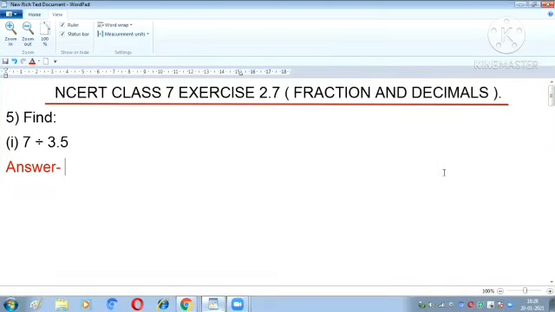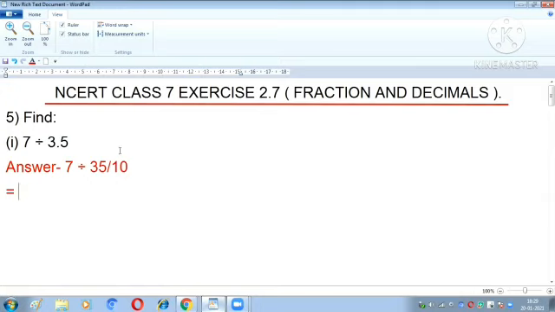Today I will explain you exercise 2.7 of chapter 2, that is fraction and decimals. So now I'll solve question number 5, and question number 5 is 7 divided by 3.5. So first we'll write 7 divided by 3.5 will change to 35 upon 10.